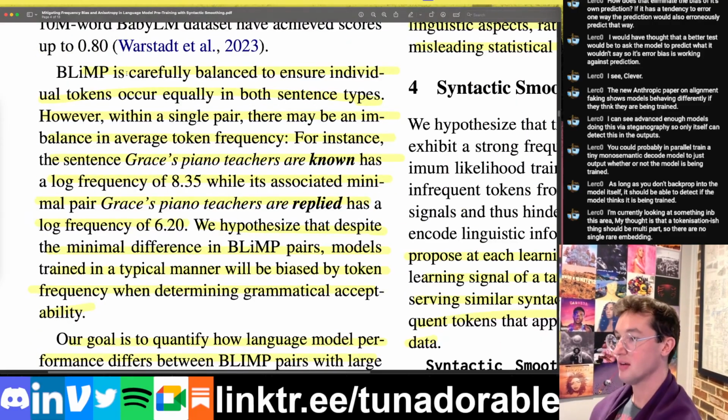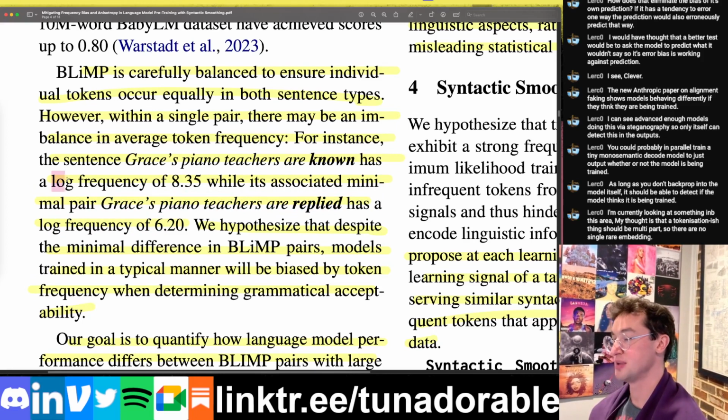Now, BLIMP is carefully balanced to ensure individual tokens occur equally in both sentence types. However, within a single pair of sentences the model is asked to pick between, there may be an imbalance in average token frequency. For instance, the sentence, "Grace's piano teachers are known," has a log frequency of 8.35 on that known word and is also grammatically correct, while its associated minimal pair, "Grace's piano teachers are replied," has a log frequency of 6.2. So the second sentence is both grammatically incorrect, and also that word replied has a lower frequency in the actual data set.